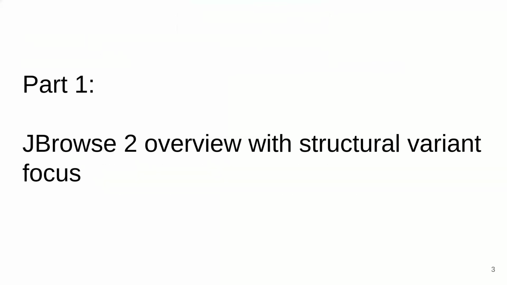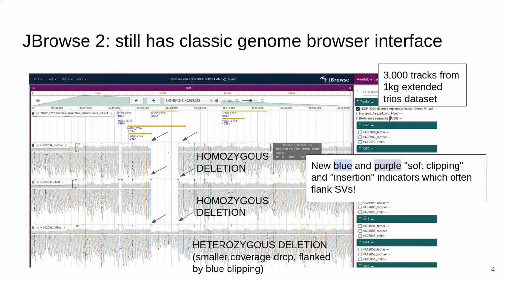So I'm going to present an overview of JBrowse 2 with a focus on structural variant features to begin with. JBrowse 2 still has a classic genome browser interface available. You can see here that we're looking at 1,000 genomes data showing a deletion structural variant from a trio with a mother, child, and father.